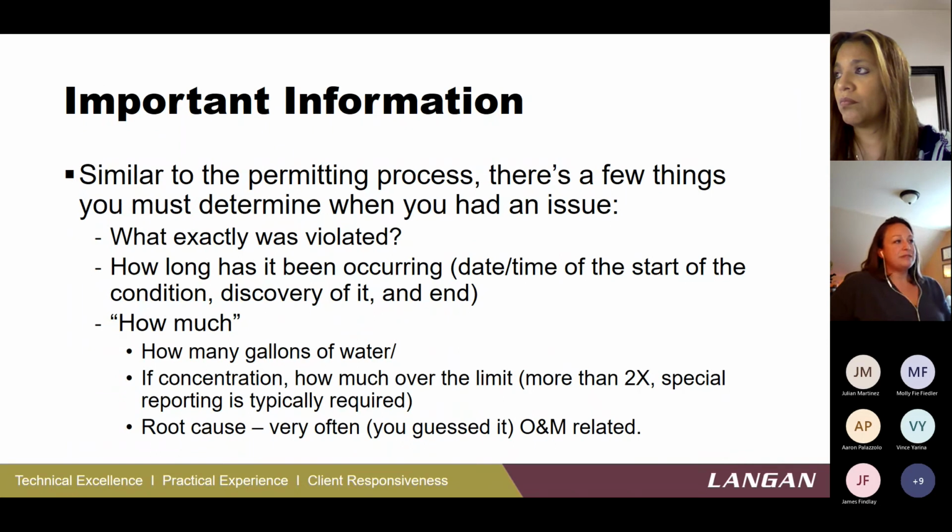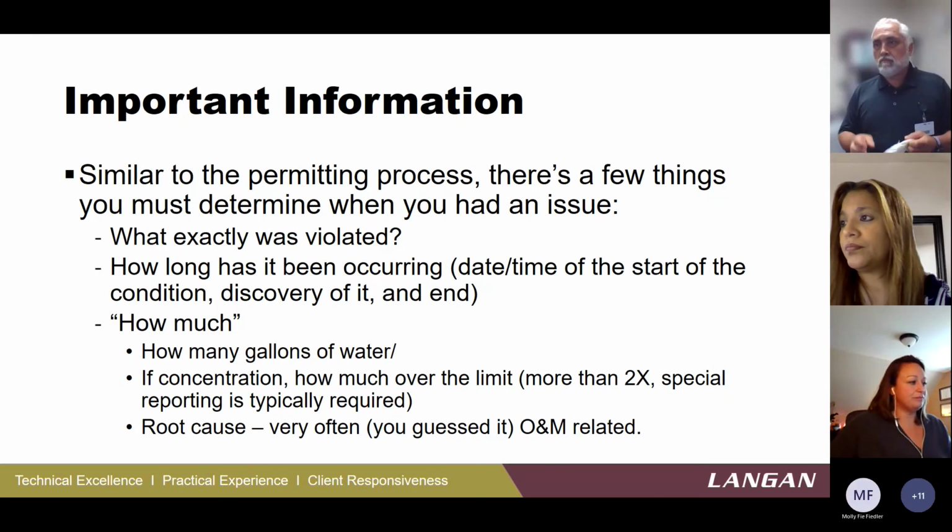So similar to the permitting process, there are a few things you must determine if you've had an issue. What did you violate? How long did it happen? And how much? Quantifying your violation. How many gallons of water? How much over an effluent limitation did you discharge? And then determining your root cause, because you always have to report to the agency why it happened. And most often it's O&M.